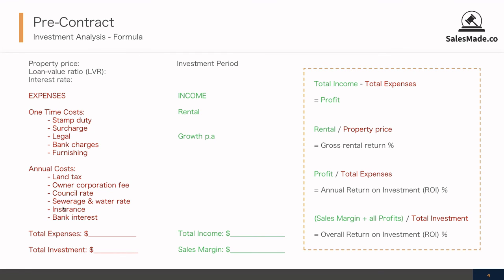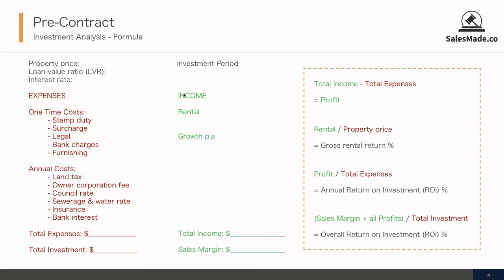And obviously, when you borrow money from the bank, you have to pay interest to the bank on a monthly basis. But we just make it into the annual cost. So this is something that is ongoing, whereas these ones are one-time costs. Then from this we can work out what the total expenses are, and what the total investment is. The one in red is what you have to spend, and the one in green is what you are earning.